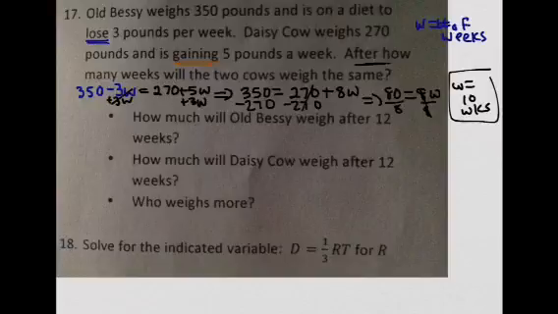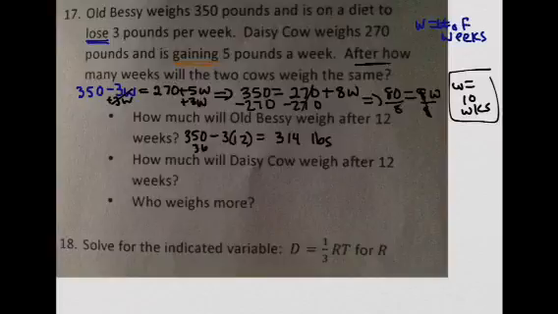We're going to substitute. So 350 minus 3 times 12, right? 12 weeks. That's 36. 3 times 12 is 36. So 350 minus 36 is 314 pounds. So that's how much Bessie would weigh after 12 weeks.